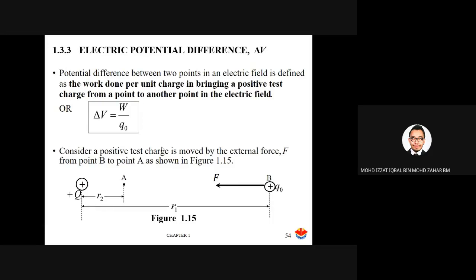Kita masuk work sikit and then maybe kita boleh stop kot. Okay, electric potential difference delta V. Ni sebenarnya saya tak tahu kenapa dia label this one, but in this chapter actually kita nak fokus, oh dia fokus kat delta V, sorry. Betul lah ni. Okay, potential difference between 2 points in electric field is defined as the work done per unit charge bringing positive charge from a point to another point in the electric field.